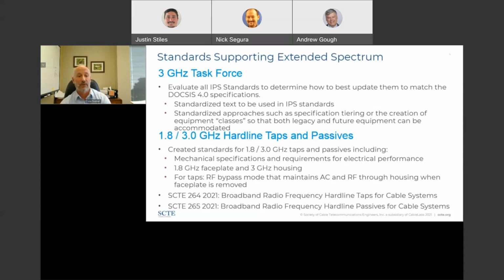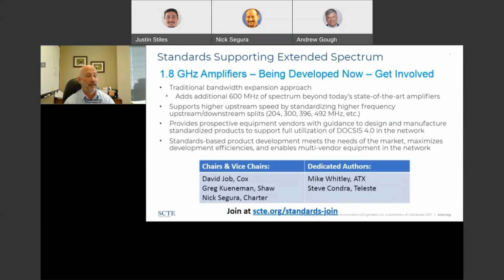So ongoing work that we have is focused on the 1.8 gigahertz amplifier. The work will provide prospective equipment vendors with the guidance to design and manufacture standardized products to support full utilization of DOCSIS 4.0 in the network. And I have listed here some of the names and companies that are currently leading that activity.